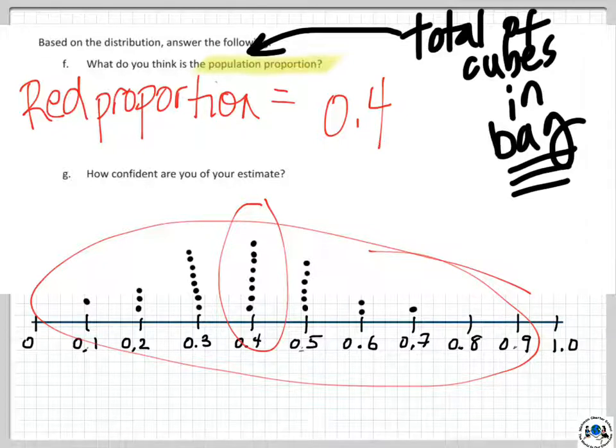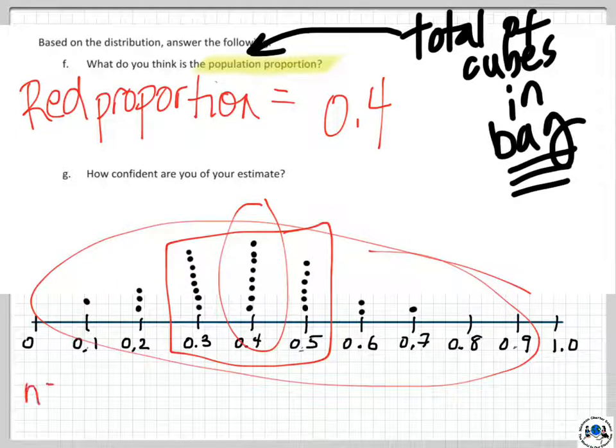Okay, how confident are we? Well, here's the thing. We obviously have this going for us, okay? But it's 30 and N was only 10. Okay, it's a pretty small sample size. How confident? Not entirely confident due to the variability.